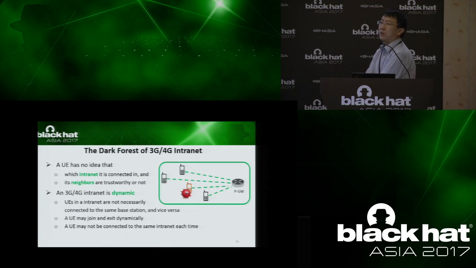We actually call this 3G and 4G internet a dark forest. Why do we call it a dark forest? It's based on two reasons. The first one is that a mobile device usually has no idea which internet it is actually connected to, and it also has no idea about its neighbors. If we connect to a 3G or 4G network, we don't know what kind of mobile devices are connected to the same intranet we are connecting to.